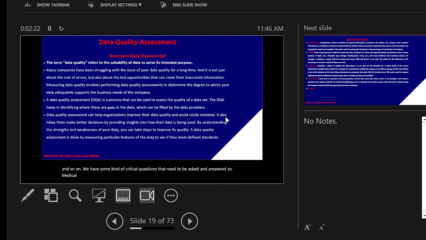Many companies have been struggling with the issue of poor data quality for a long time. And it is not just about the cost of the errors, but also the lost opportunities that can come from inaccurate information. Because if you have information that is not reliable, then that is a problem. So, measuring data quality involves, in an organization, performing what is called data quality assessment to determine the degree to which your data adequately supports the business needs of the company.